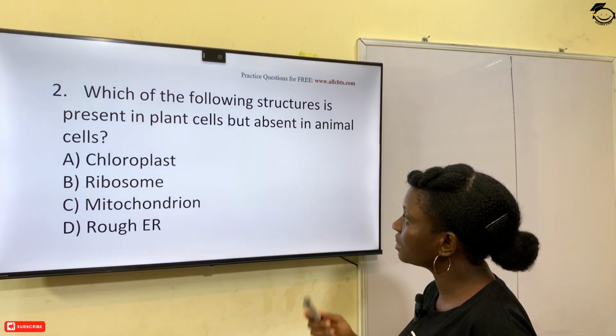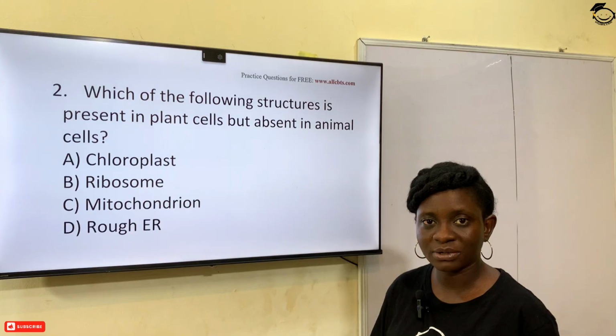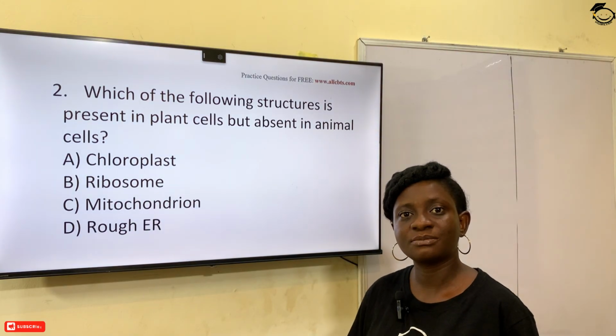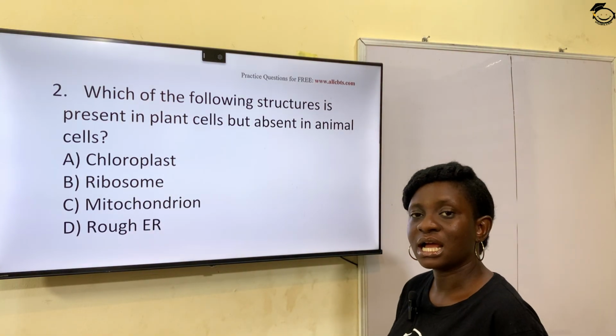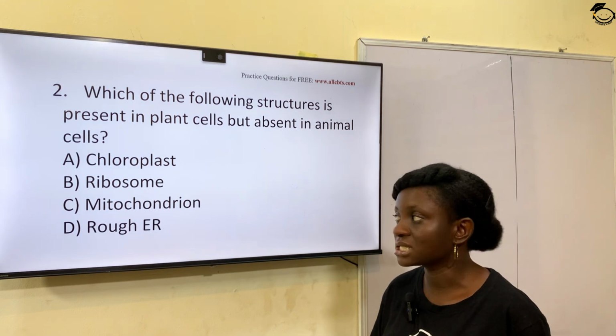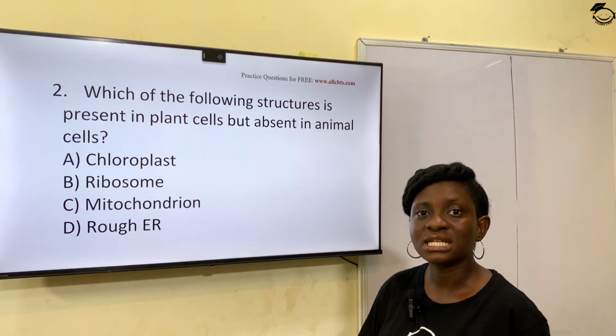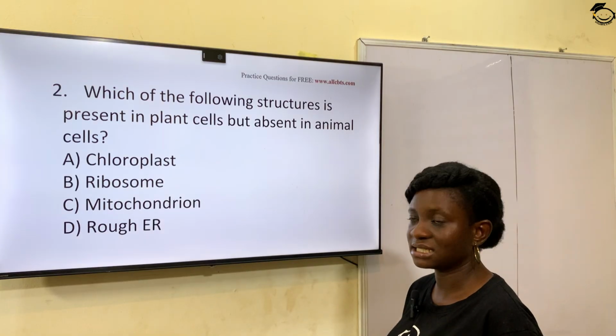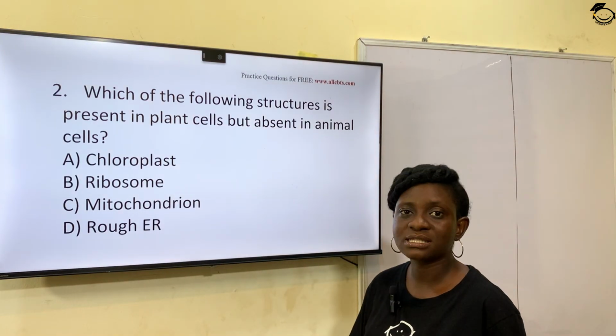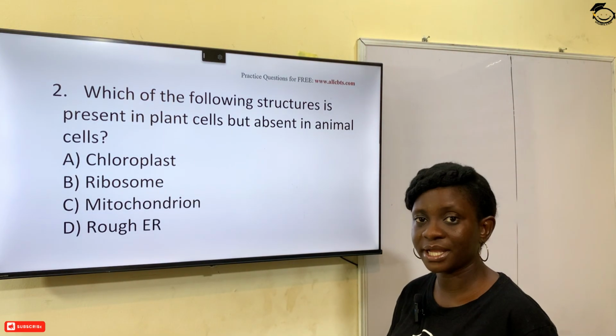So the correct answer is chloroplast. Chloroplast is present in plant cell and is involved in photosynthesis. While the others are present in both plant cell and animal cell. So chloroplast is the right answer, option A.